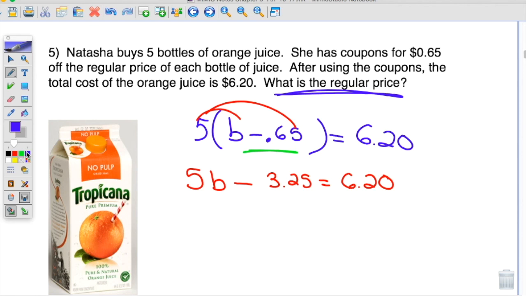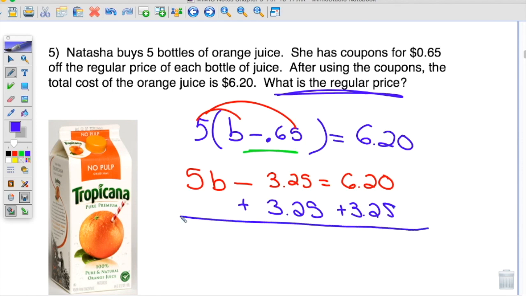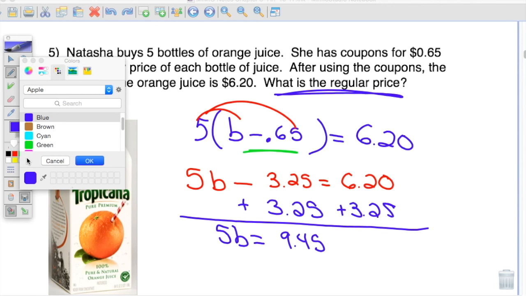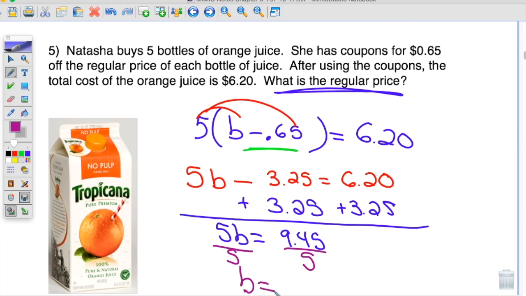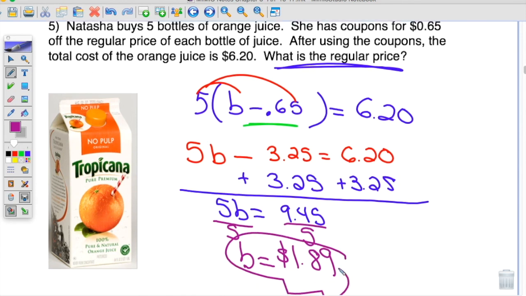So since we're subtracting that, we're going to add that discount to both sides. So we're left with 5 bottles is equal to $9.45. That's the price for 5 bottles of juice, with the coupon being put back in. Now we have to divide both sides by 5 to get the price of 1 bottle. And when we divide that out, it's $1.89 for 1 bottle of orange juice.